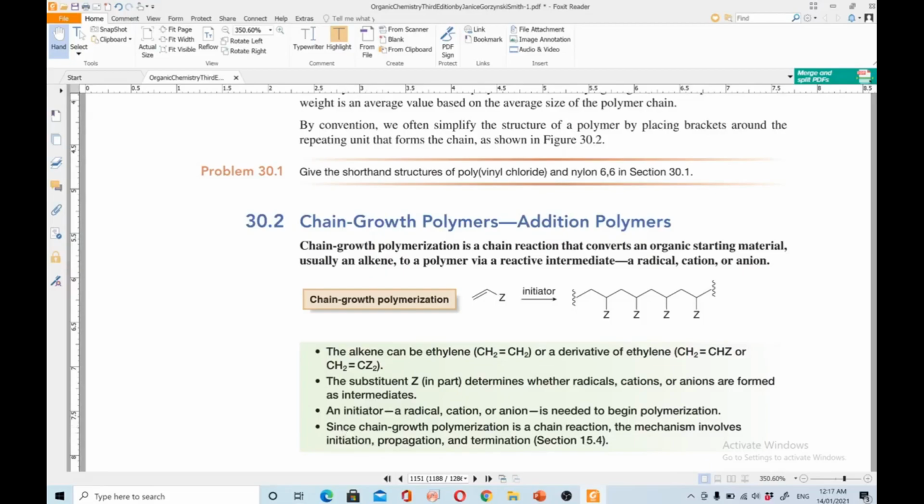Since chain growth polymerization is a chain reaction, the mechanism involves initiation, propagation and termination. So these are the three stages involved in the mechanism of chain growth polymerization. And the intermediate it involves may be a radical, cation or anion. And what is the starting material for chain growth polymerization? It is an alkene.